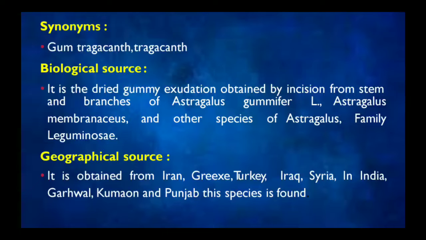Family is Leguminosae. The geographical source: it is usually found in Iran, Turkey, Iraq, Syria, also in India. In India, it is mainly found in Garhwal, Kumaon and Punjab.